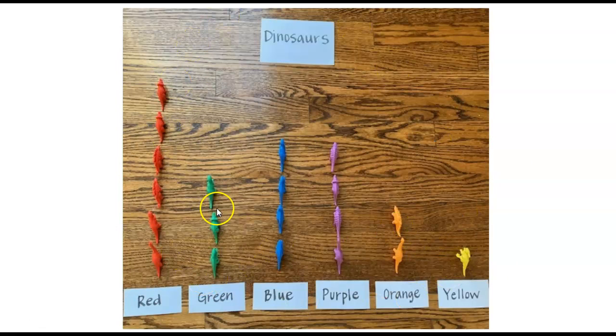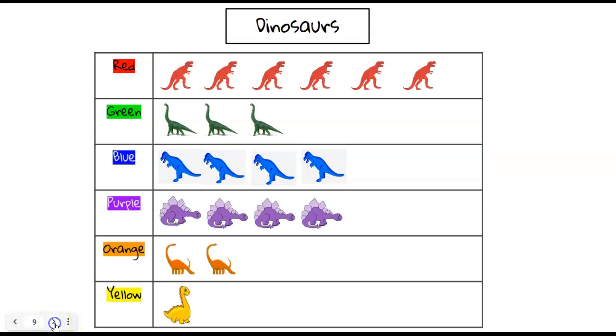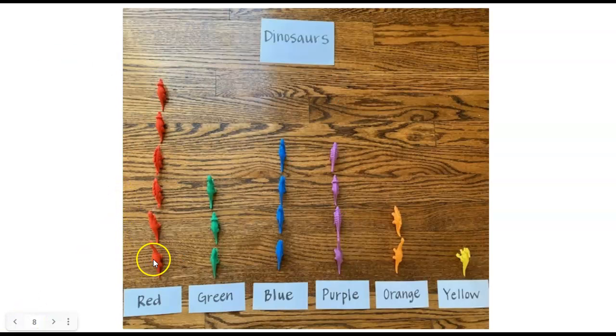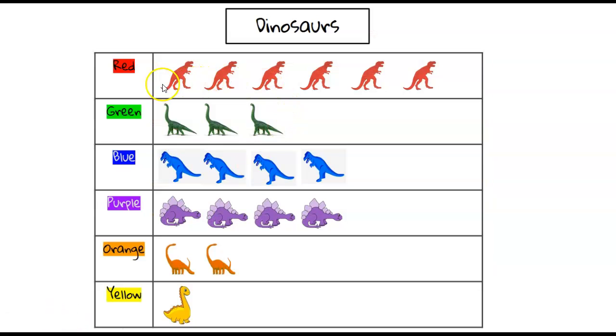So this is an object graph. I can take this same data and make it into a different type of graph called a picture graph. So do you see how these are still connected? I have 1, 2, 3, 4, 5, 6 red objects for dinosaurs, right? And look, if I look at the pictures representing the objects, 1, 2, 3, 4, 5, 6 red dinosaurs. Red, green, blue, purple, orange, yellow are still my labels. And you can see the title is dinosaurs, and all of that information and data is still there on this, which is called a picture graph, right? Because these have pictures in them instead of objects.